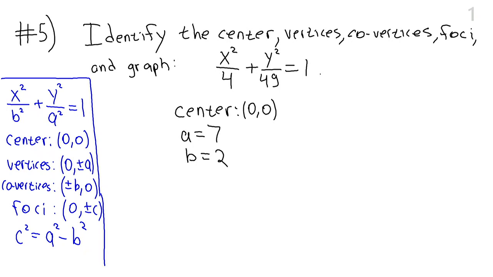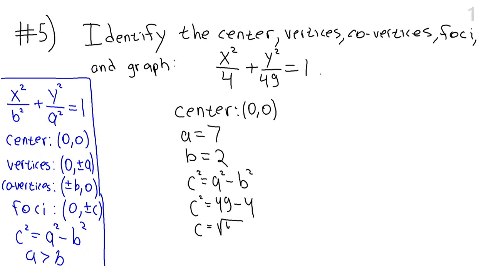A in the ellipse is always going to be the bigger one. So in this standard equation for the ellipse, we are assuming that A is bigger than B. So you have to look at what is bigger, what's under the x squared or what's under the y squared. And now we need to figure out C. Well, C squared is going to be A squared minus B squared. So C squared is going to be 49 minus 4. That means C is going to be the square root of 45.